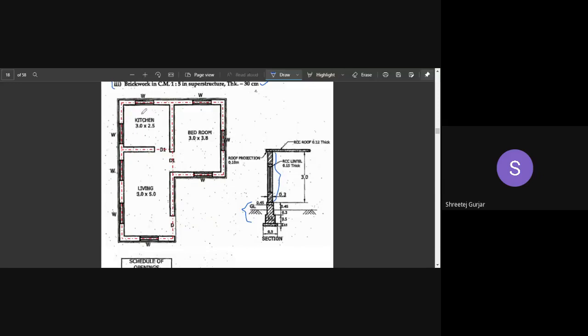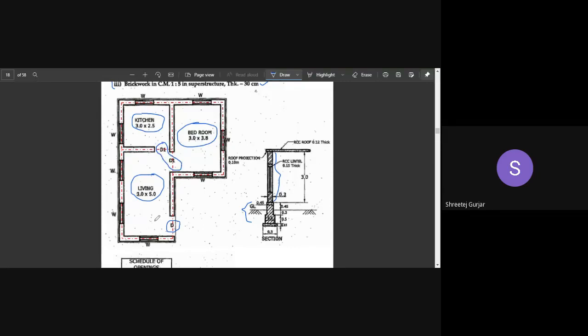So you can see we have one kitchen, then we have one living room, and then we have a bedroom. Okay, you can just look into your plan. Then we have one door over here, which is represented as capital D, and then we have 2 smaller doors which are represented as D1.